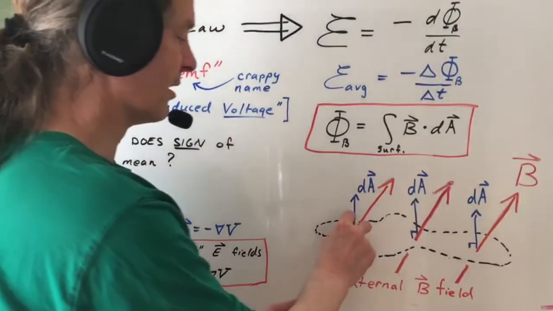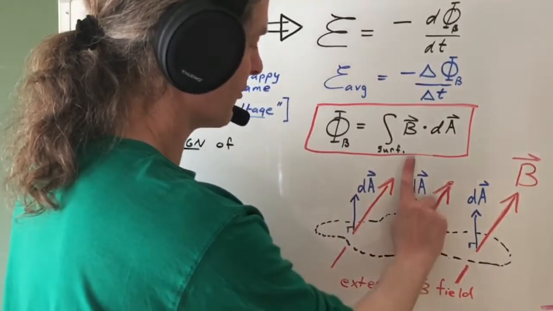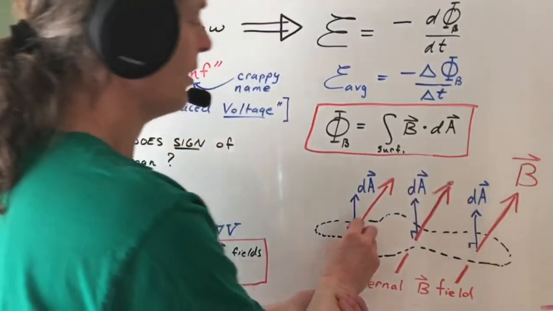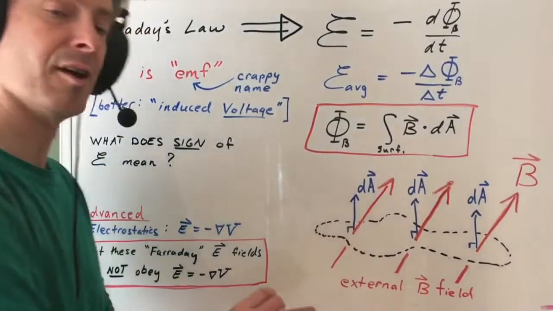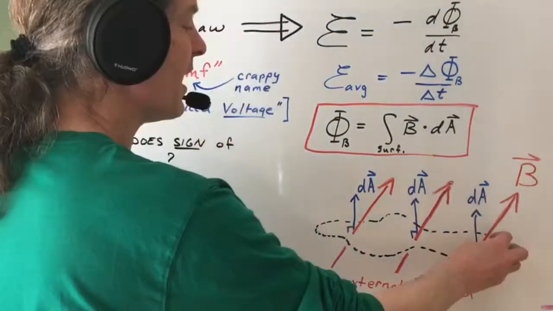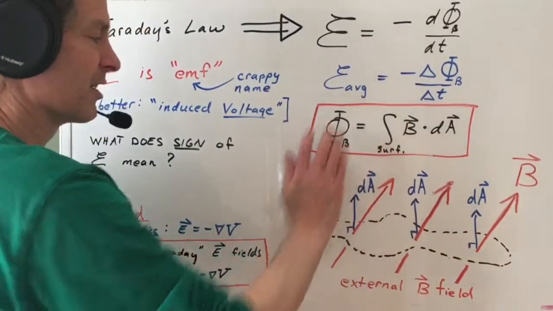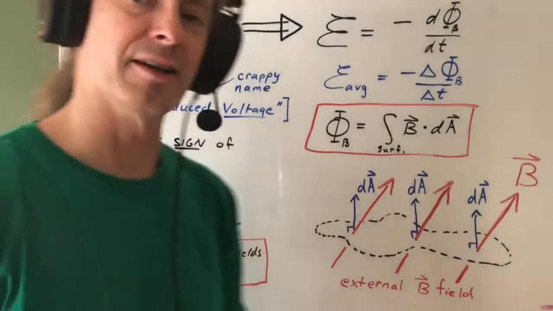All right, so I have my little bitty bits of area. At each point, I can draw a dA differential area vector, which is perpendicular to the plane of the area at all points. And at each point, I can take B dot dA, add up all those contributions over the full area. That's what this integral says. And I'll get the magnetic flux passing through that area. Great.